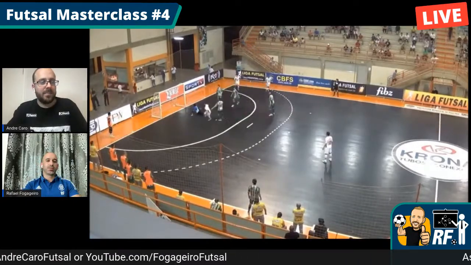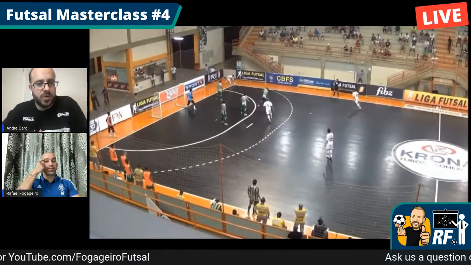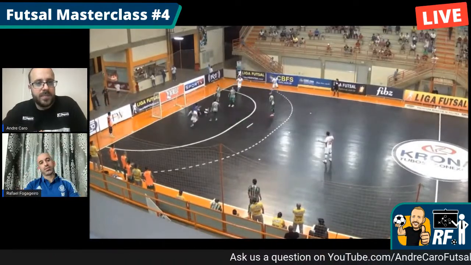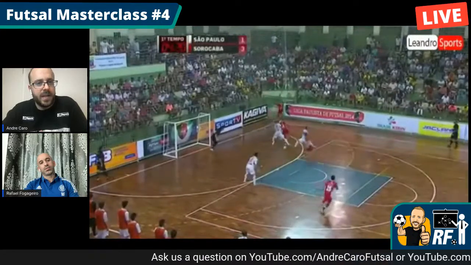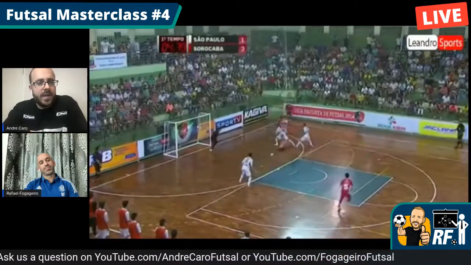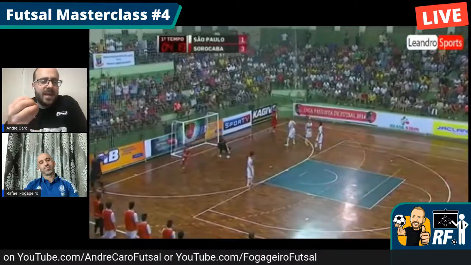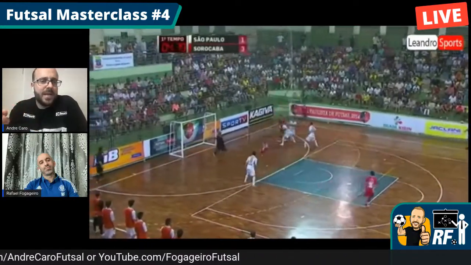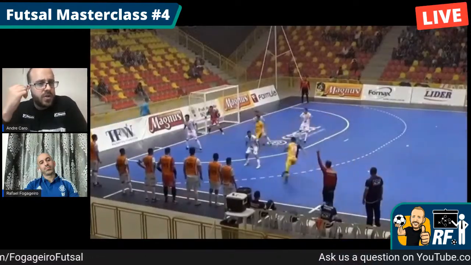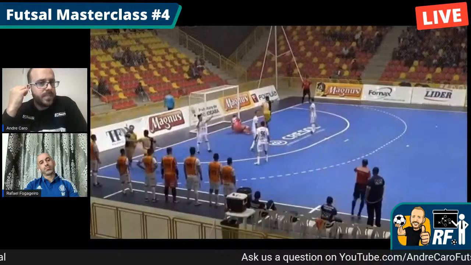This one here is Magnus. At that time, they used to be called Sorocaba, Brazil Kirin. Yeah. And there are still a few happening, but what's the disadvantage of this set piece? Could be the counter attack, right? So if you lose the ball, it will be a 2-1, 3-1. Yes.